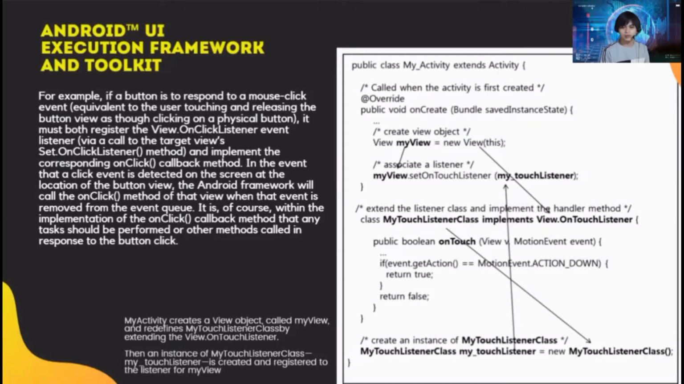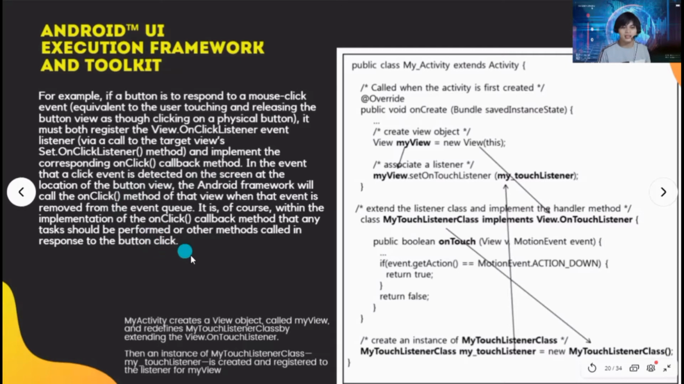Okay, so for example, if a button is to respond to a mouse click event, equivalent to the user touching and releasing the button view as though clicking a physical button, it must both register to the view. So you can see in here, it must register the view's on-click listener event listener via a call to the target view's setOnClickListener method, and implement the corresponding onClick callback method.